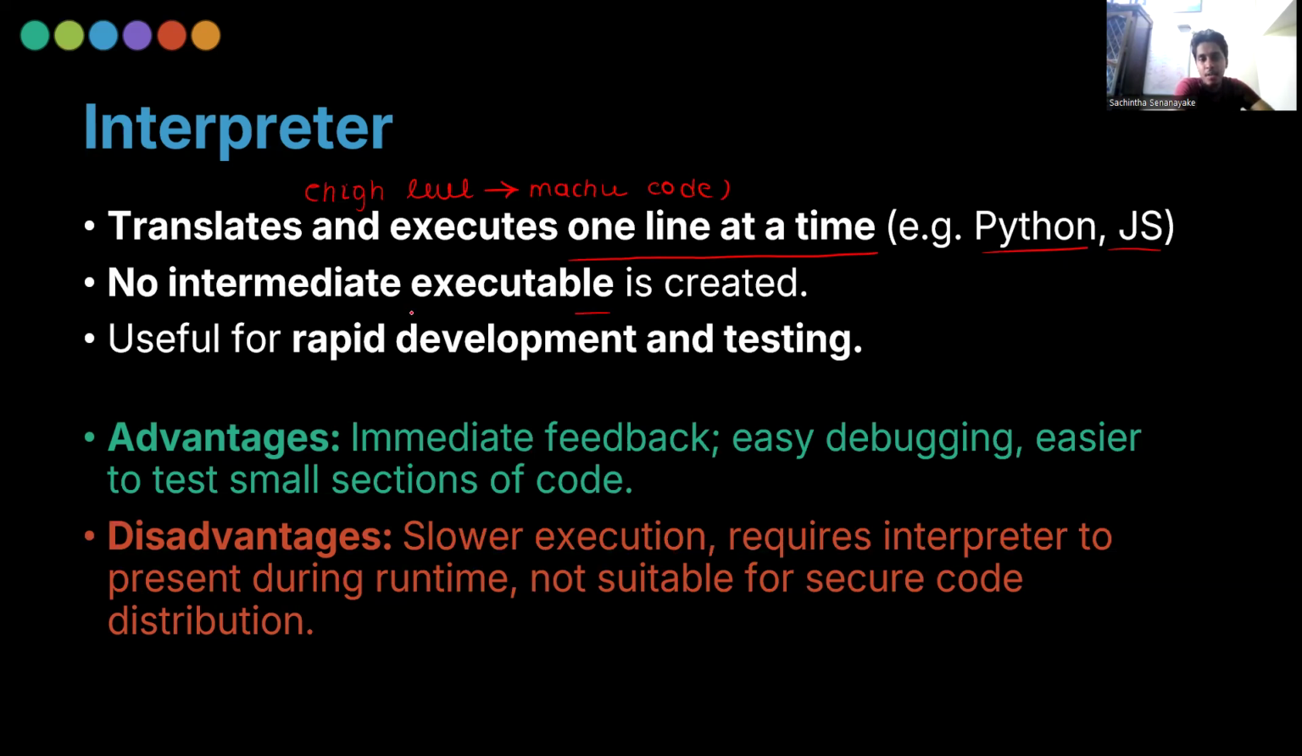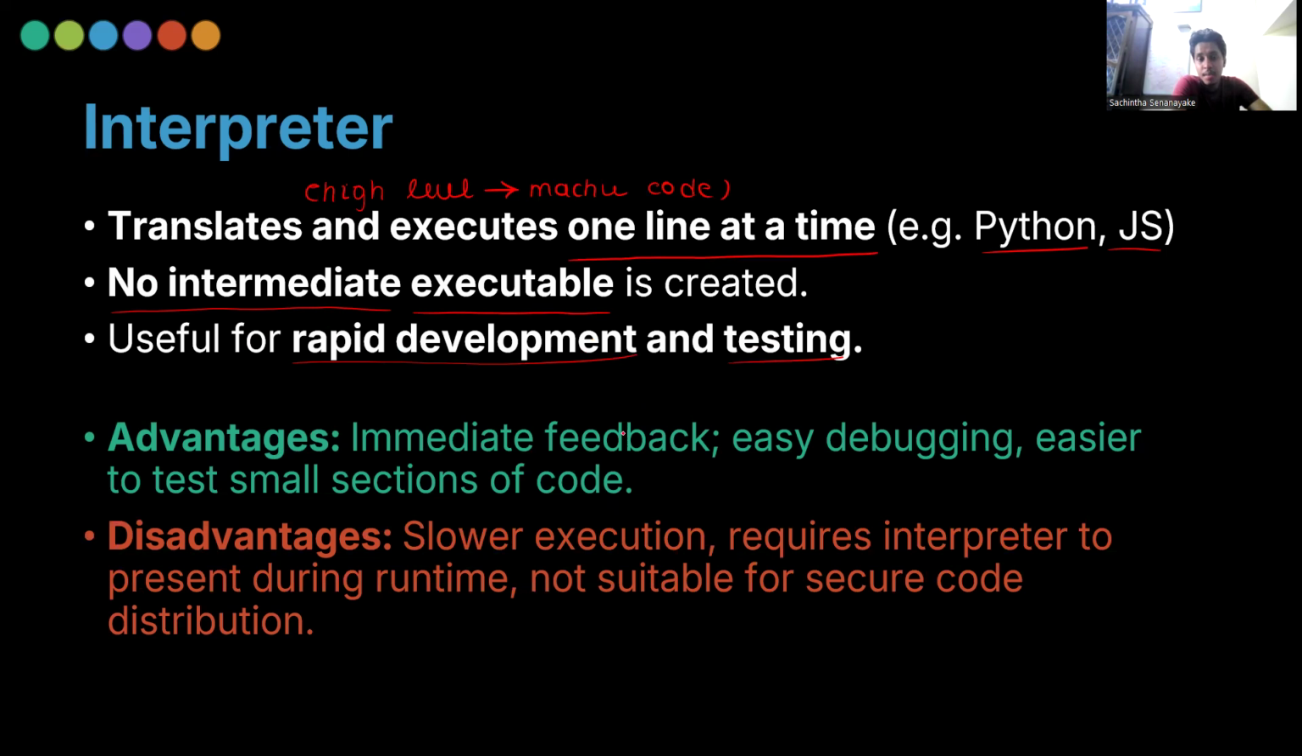As a result of executing the lines one by one, there is no immediate exe file that is created. So that is a very important thing. If an executable is not required, an interpreter is a good choice. But if an executable is required, an interpreter cannot help you out there. Interpreters are really good for rapid development because it allows you to run your program line by line immediately, and it's also really good for testing.